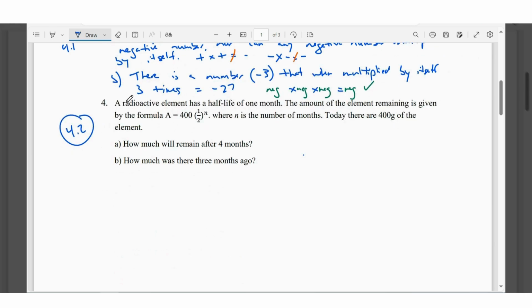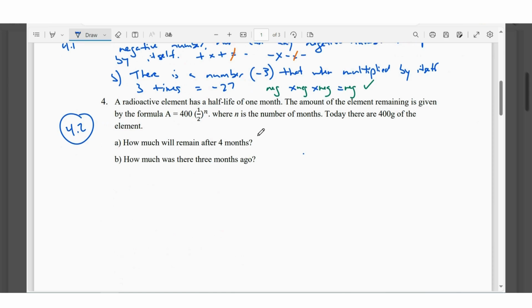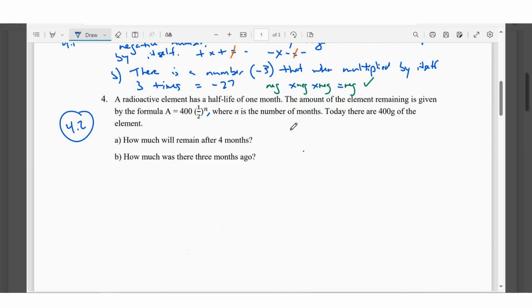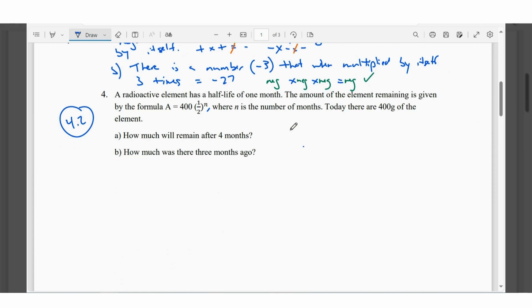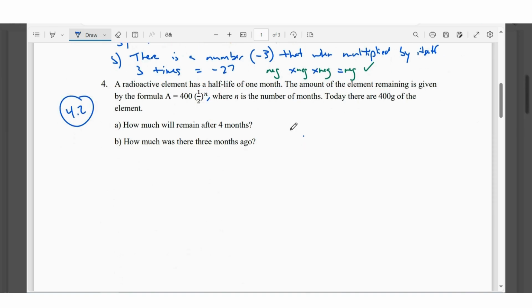So a radioactive element has a half-life of 1 month. The amount of element remaining is given by the formula A, or amount, equals 400 times a half to the power of n, where n is the number of months. Today there are 400 grams of the element. How much will remain after 4 months, and how much was there 3 months ago?